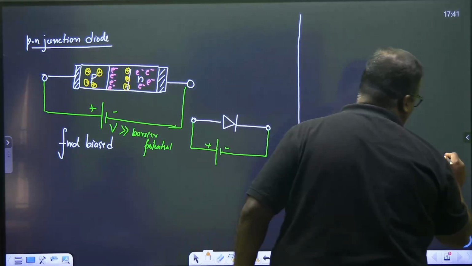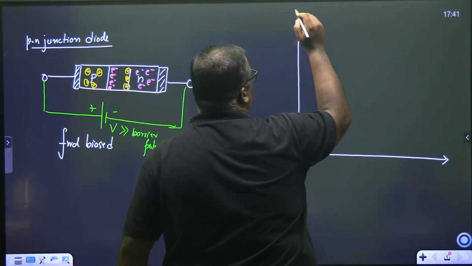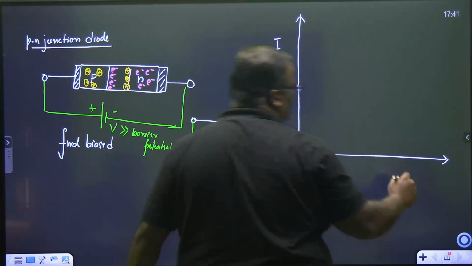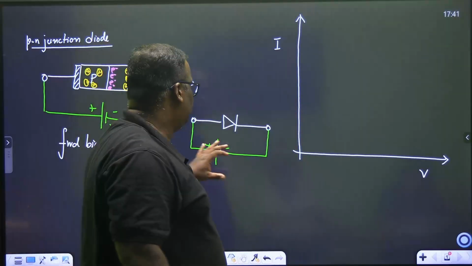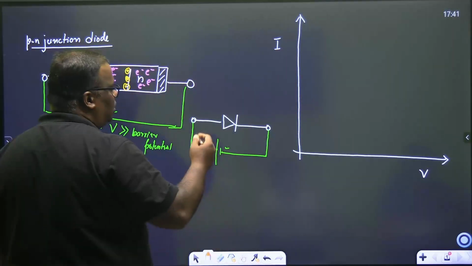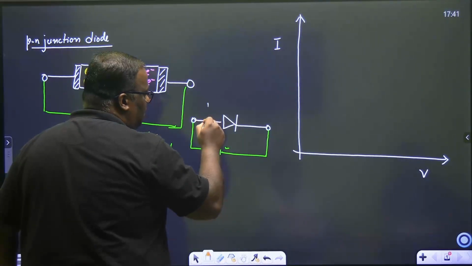It will conduct only when your applied voltage is more than the barrier potential. So in your labs, we do an experiment which is known as the forward bias characteristics. Characteristic means curve, so it's a VI diagram.